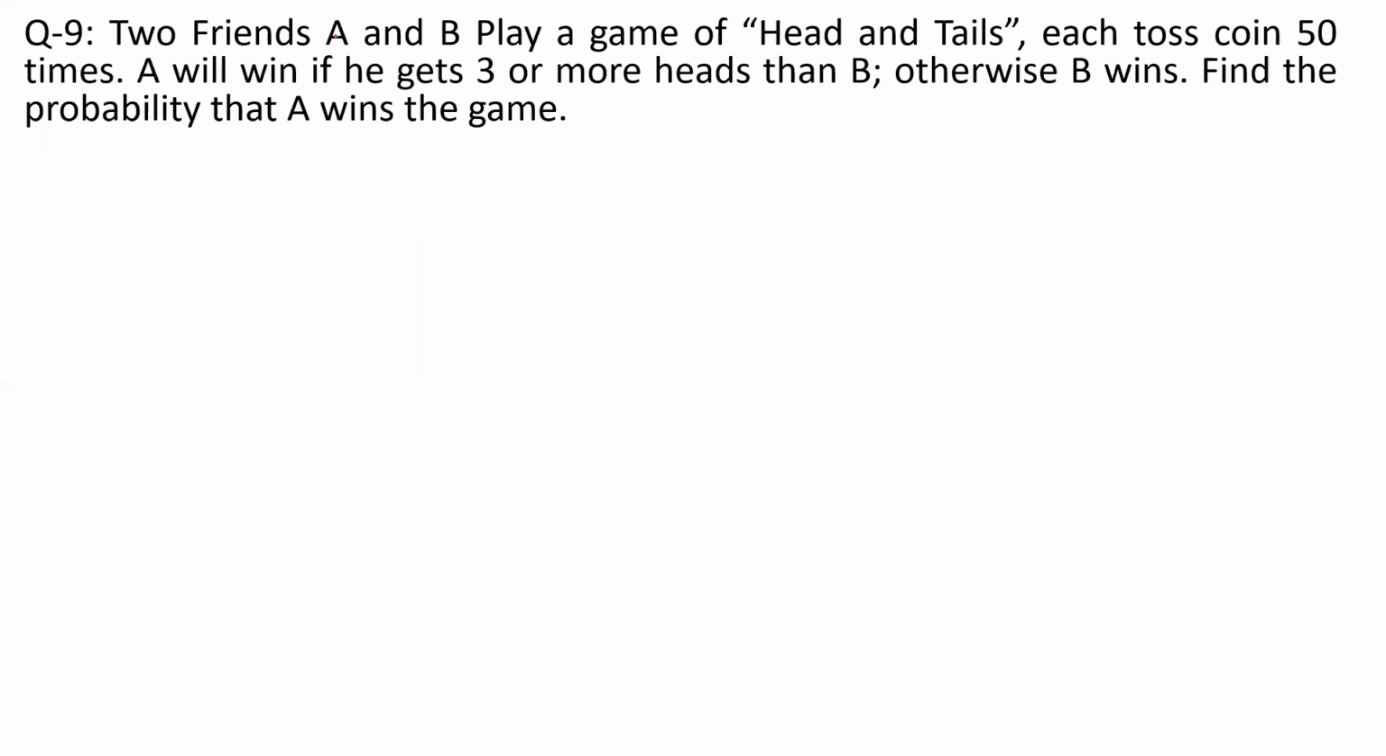So now here we have two friends A and B who play the game of heads and tails. Each tosses a coin 50 times. So your sample size for A and sample size for B both is 50. A will win if he gets 3 or more heads than B. Otherwise B wins. So find the probability that A wins the game.